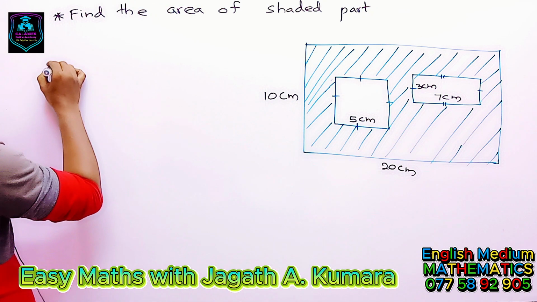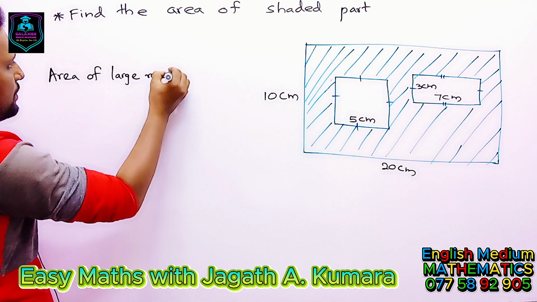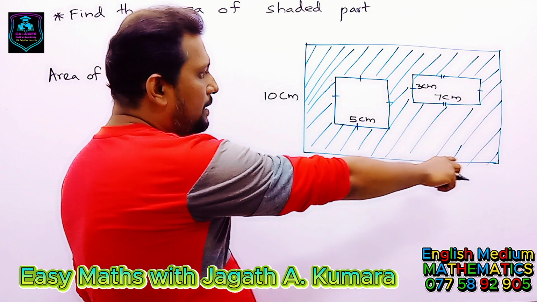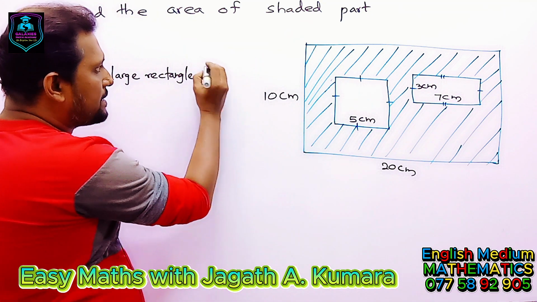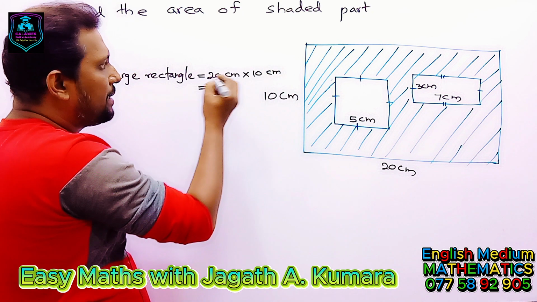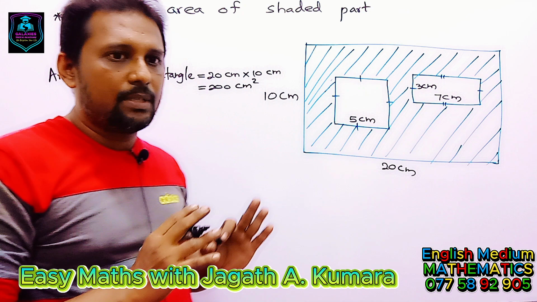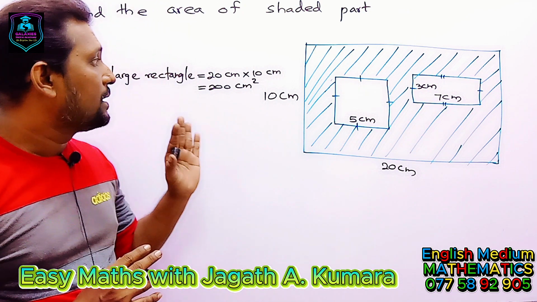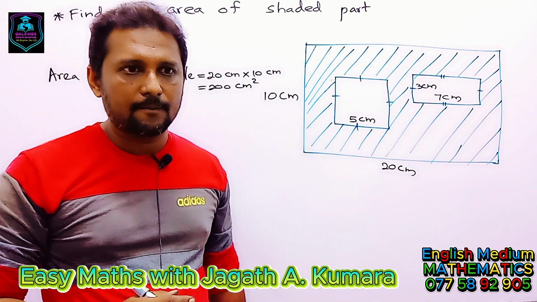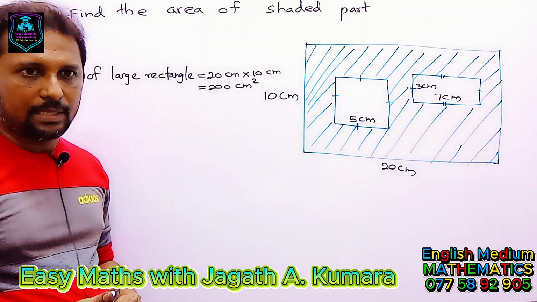First I will find area of large rectangle. The large rectangle length is 20 centimeters, breadth is 10 centimeters. So length multiply breadth, you can find the area. 20 multiply 10, 200 square centimeters, right? So the large rectangle area is 200 square centimeters. Step by step you can check your answers. Also step by step you can get the marks for term test.